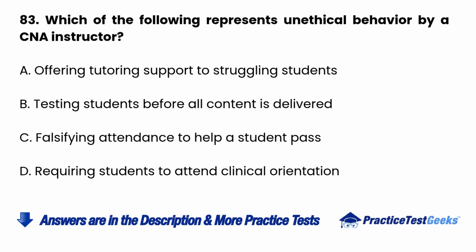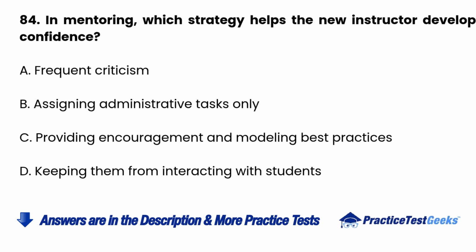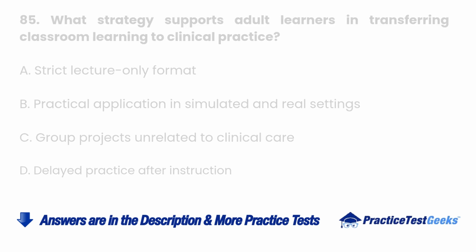C. Falsifying attendance to help a student pass. D. Requiring students to attend clinical orientation. 84. In mentoring, which strategy helps the new instructor develop confidence? A. Frequent criticism. B. Assigning administrative tasks only. C. Providing encouragement and modeling best practices. D. Keeping them from interacting with students.